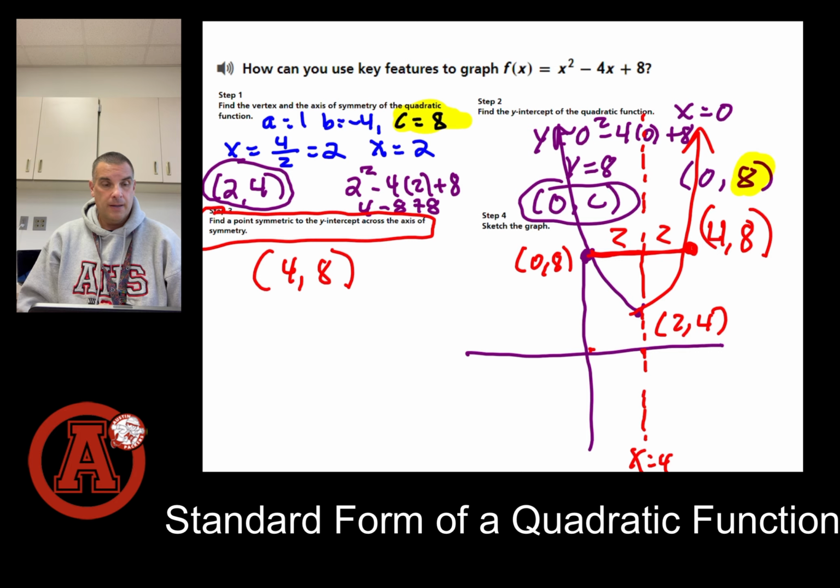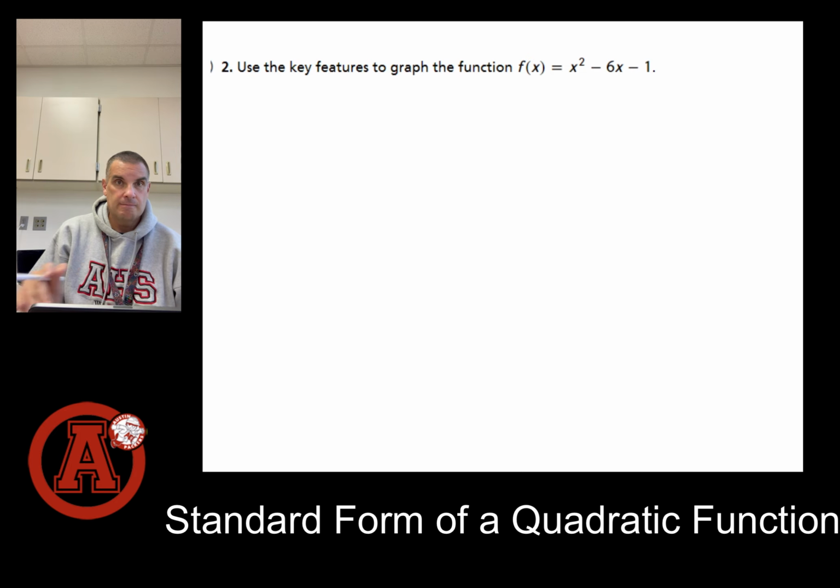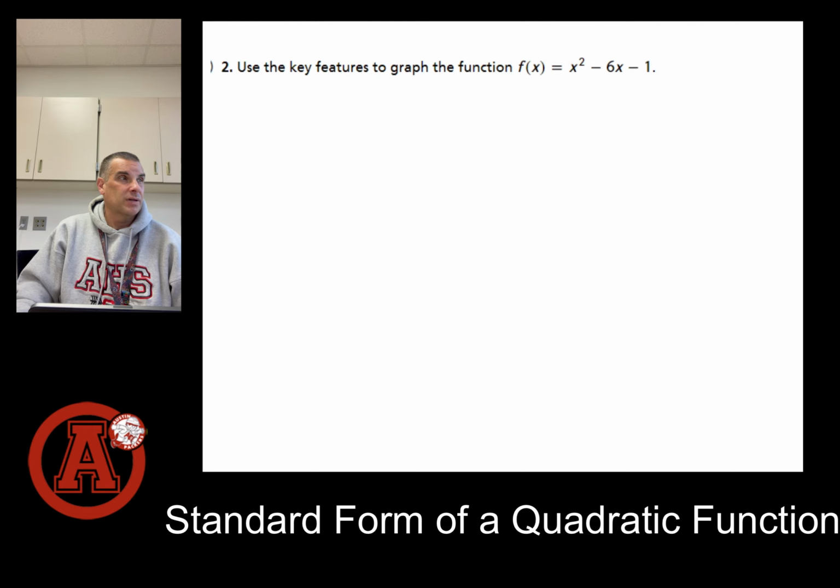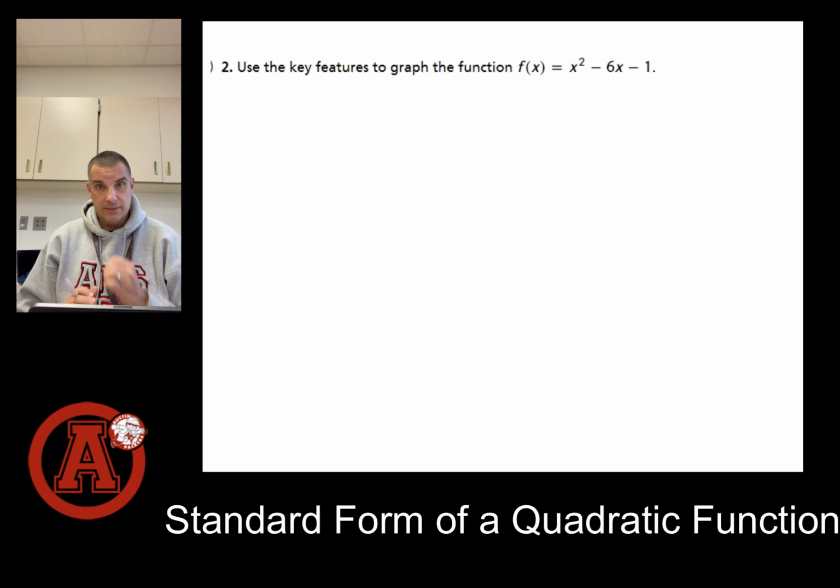Okay, so let's look at another example. We're going to list the key features for x squared minus 6x minus 1.